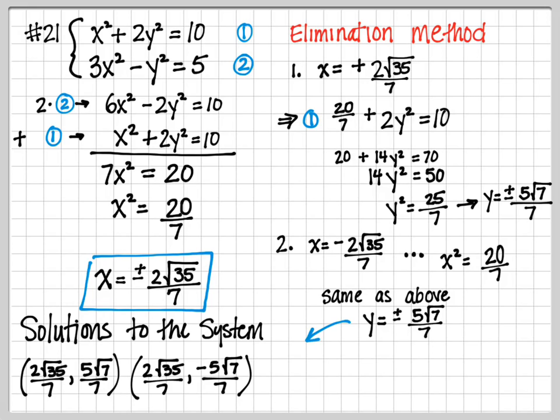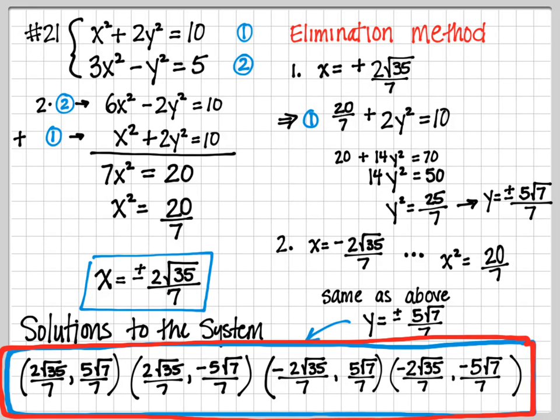I'm going to get y equals positive and negative 5 root 7. So this gives me the next 2 answers, and this is where now I have negative 2 root 35 over 7, 5 root 7 over 7. So these are the 4 answers, and you need to write them out in this fashion.